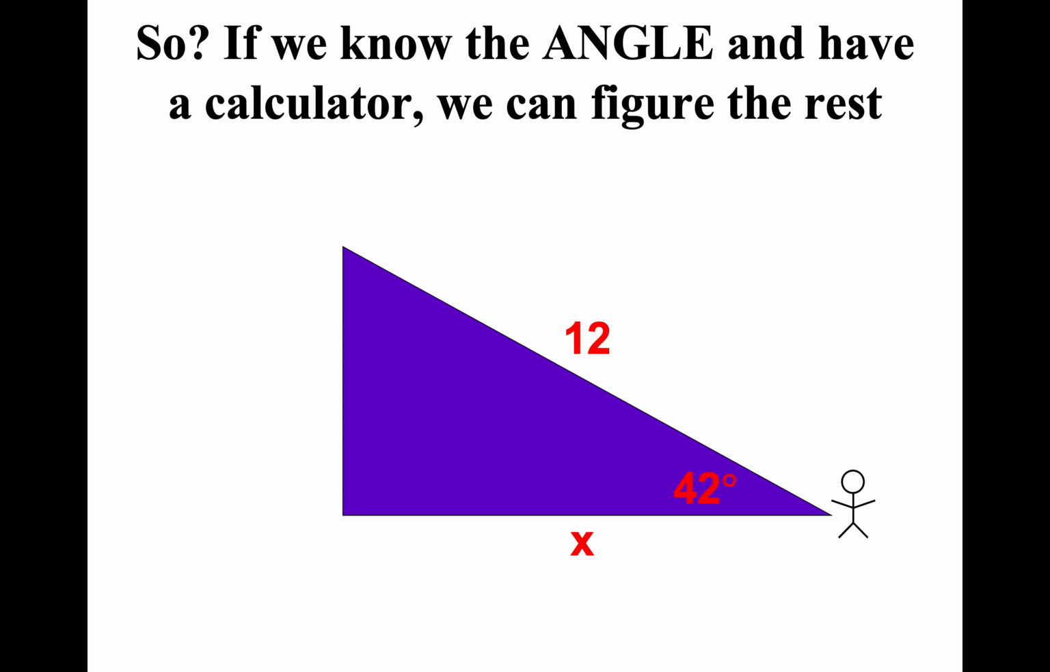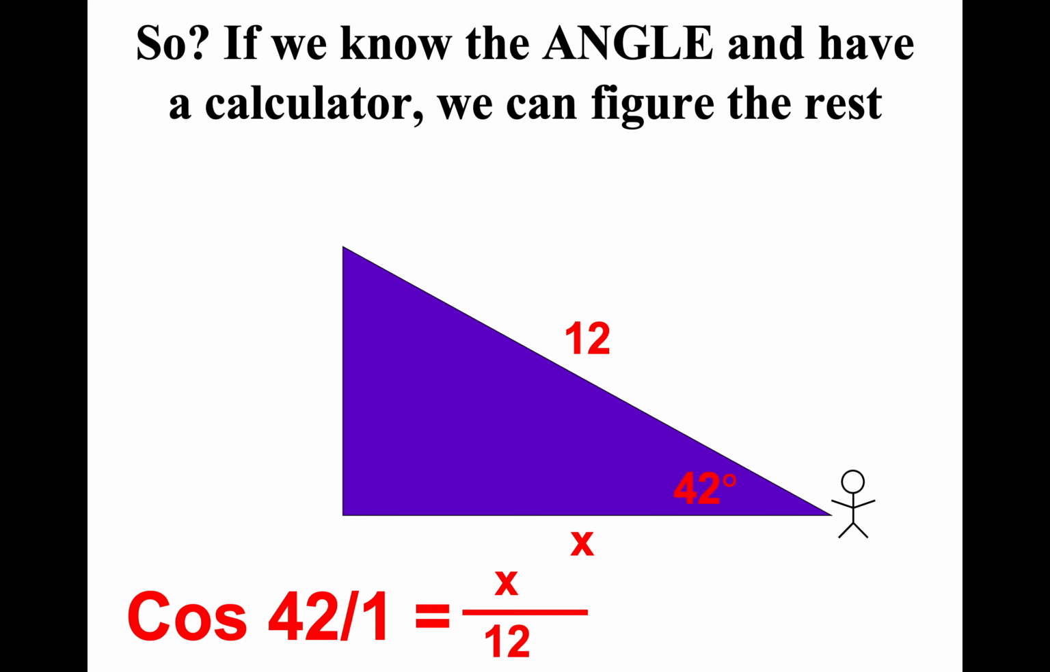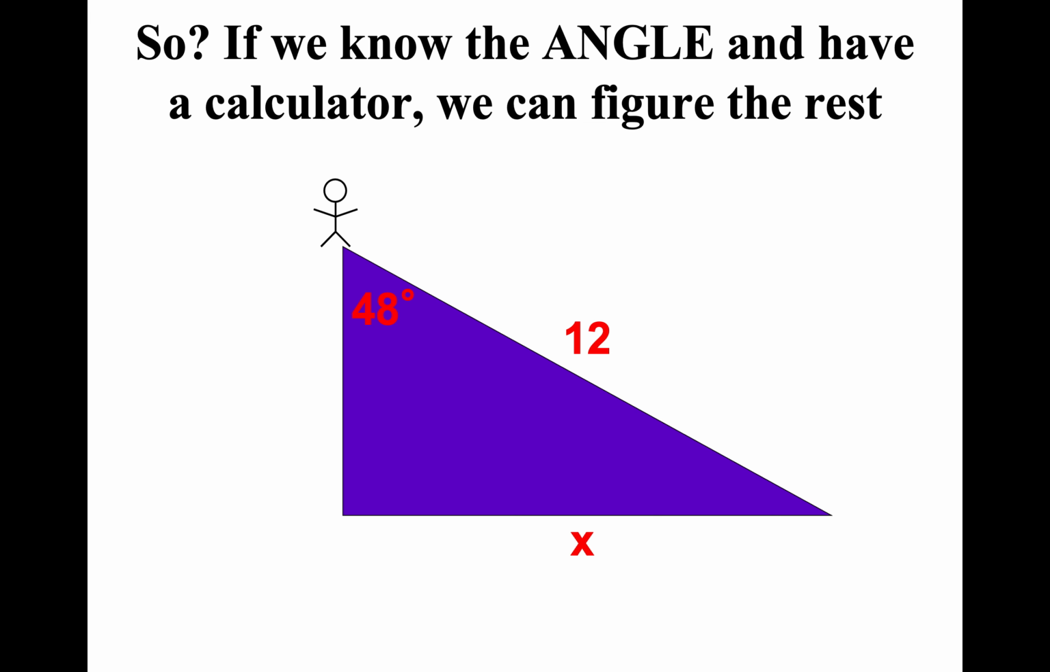If we know the angle, in a calculator we can figure out the rest. So we put cosine. Why did we choose cosine? Because this is adjacent, this is hypotenuse. Adjacent over hypotenuse, x over 12, is cosine 42 over 1. You cross multiply and solve.